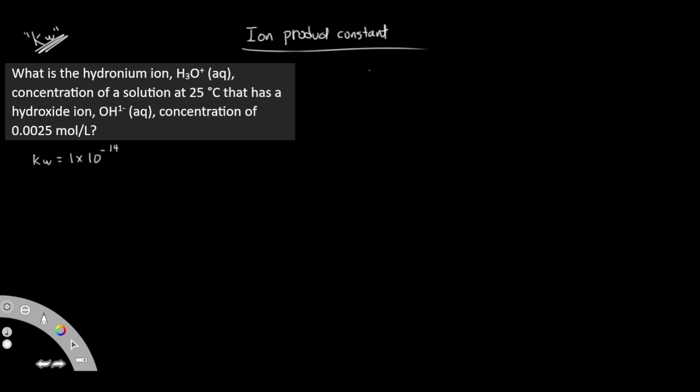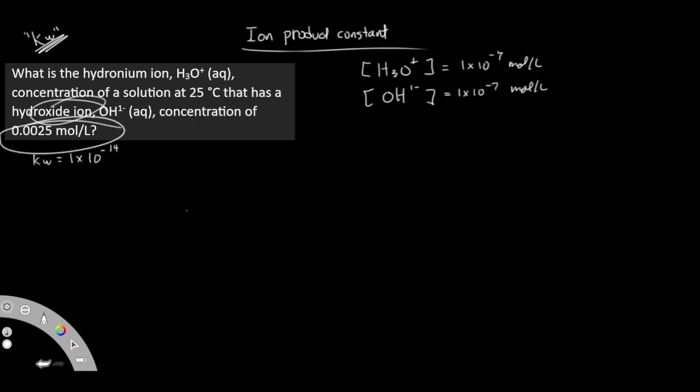Wait a minute, didn't we already know that our concentrations for both our OH minus and our hydronium was 1 times 10 to the negative 7 moles per liter? How come our hydroxide ion here is at 0.0025? This number is incredibly much greater than what it was supposed to be, which would be 1 times 10 to the negative 7. That's what we looked at in terms of our derivation of Kw.